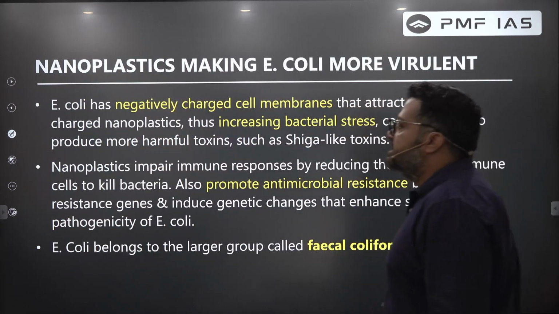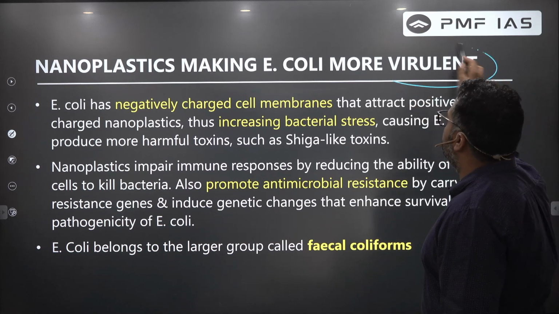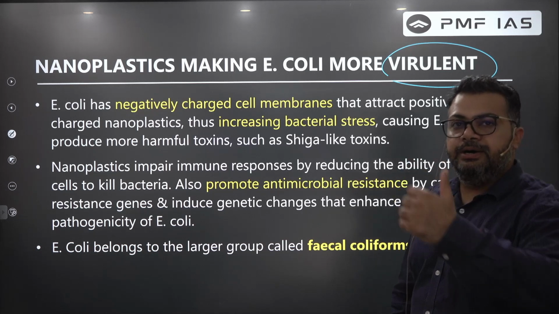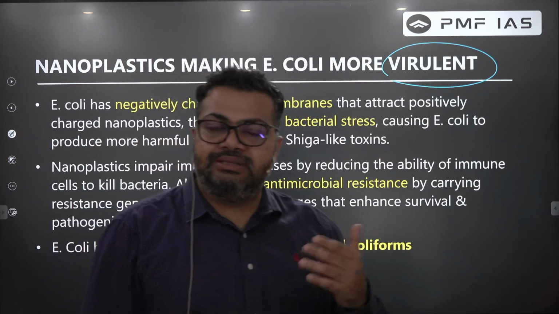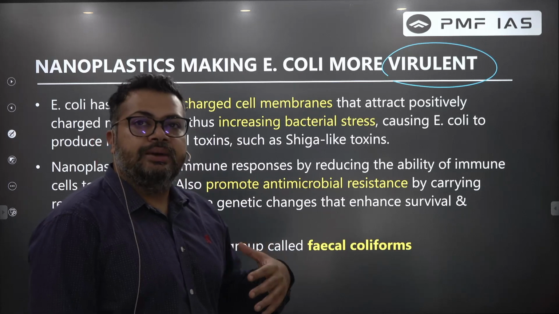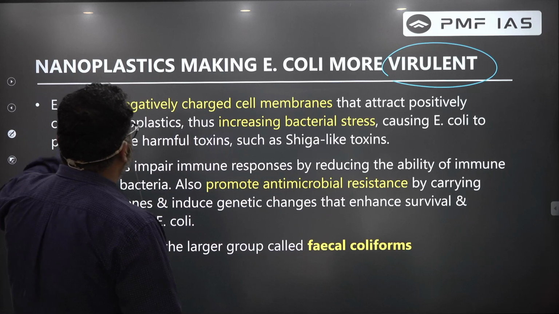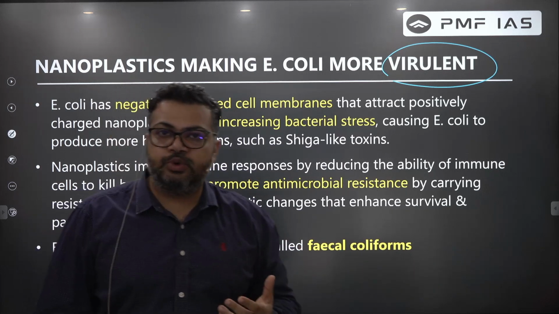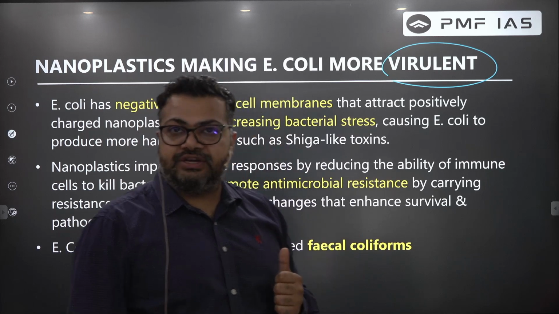The first topic is nanoplastics making E. coli more virulent. Now guys, virulent means more infectious, you can say, or more potent to cause diseases. So virulent is a word that means that it is now becoming more disease prone. So it says nanoplastics are making E. coli more disease active, more disease prone. It can now actively cause infections, right?